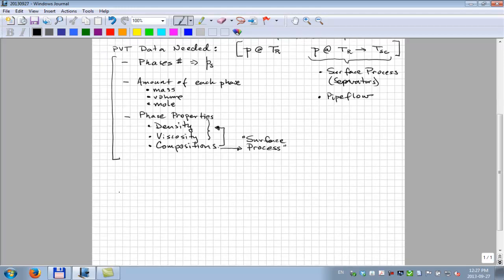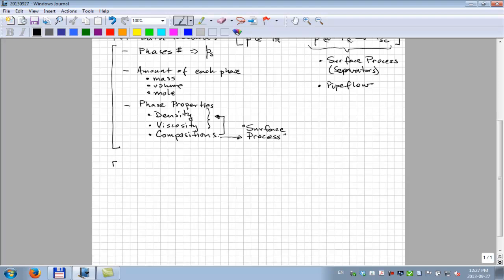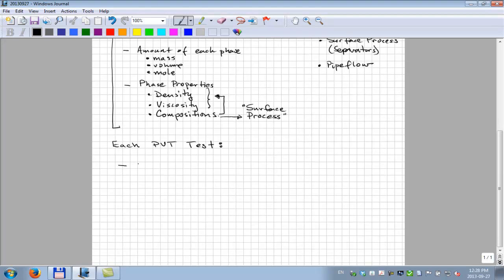So we're going to look at basically for each test, so for each PVT test, the procedure, the laboratory procedure used, and the second is the data measured, and the third is the data that are reported. Like I said, sometimes these are the same and sometimes not.